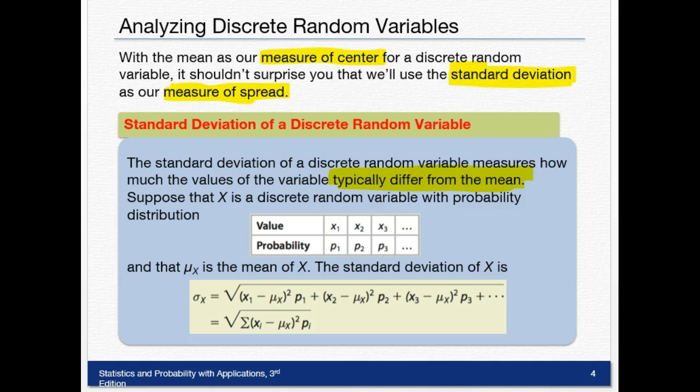Suppose that x is a discrete random variable with this distribution and that mu of x is the mean. The way we calculate the standard deviation is we take that first value right here, we subtract the mean that we calculated, and we square it. We multiply that then by the probability, and then we do that for each value in the table. Again, I'm going to show you how to do this in the calculator, so don't stress. Now, let's look at an example.